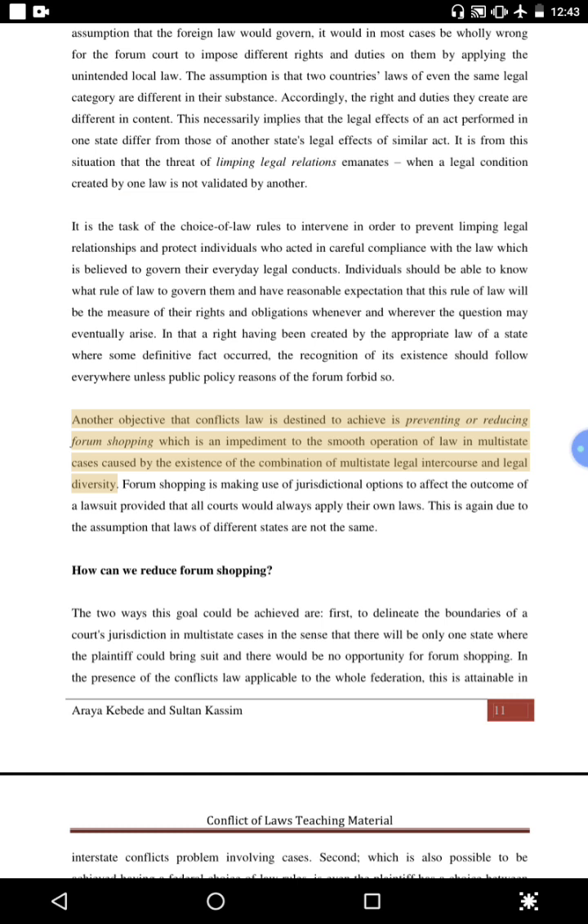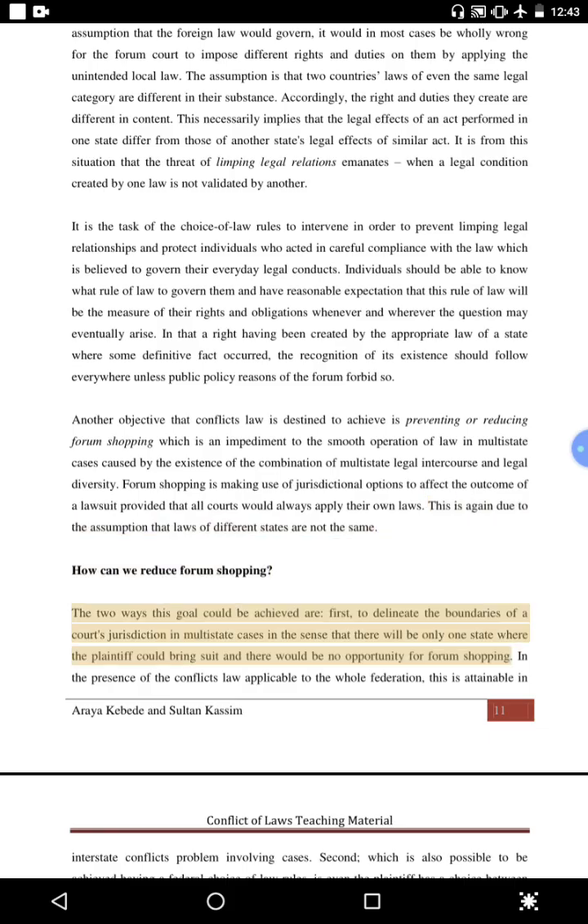Another objective that conflicts law is destined to achieve is preventing or reducing forum shopping, which is an impediment to the smooth operation of law in multi-state cases, caused by the combination of multi-state legal intercourse and legal diversity. Forum shopping is making use of jurisdictional options to affect the outcome of a lawsuit, provided that all courts would always apply their own laws. This is again due to the assumption that laws of different states are not the same. How can we reduce forum shopping?